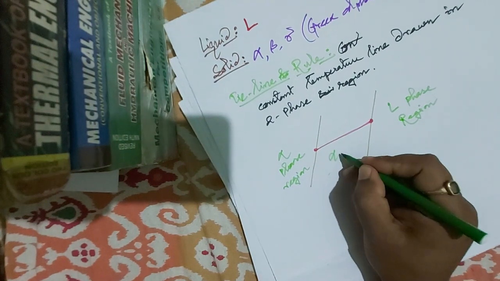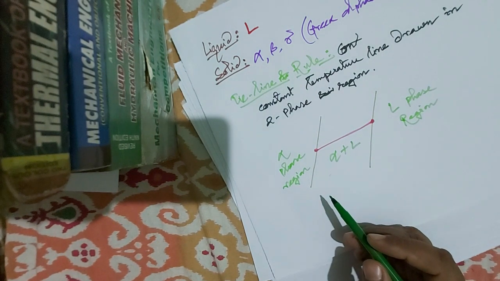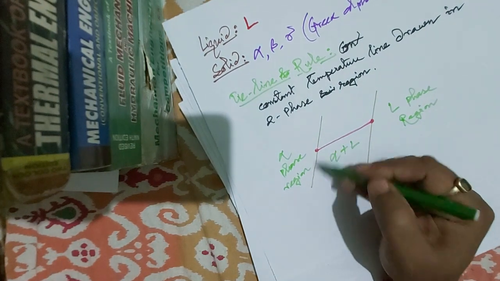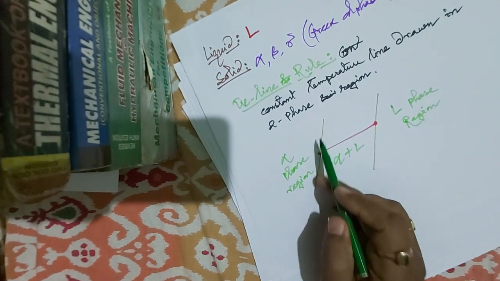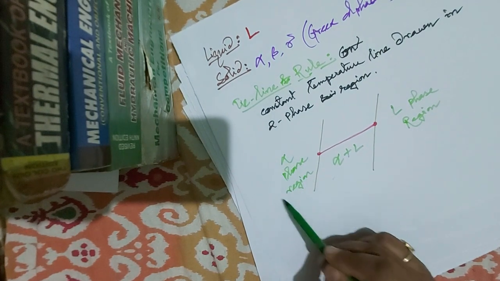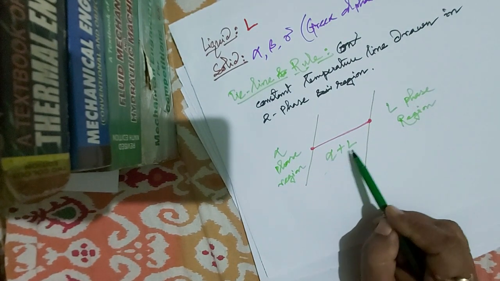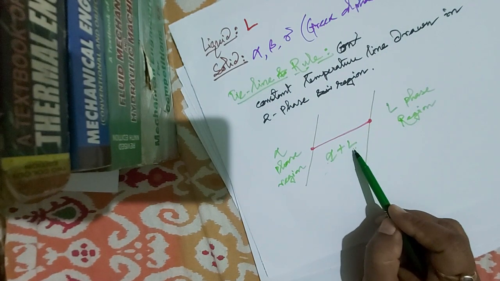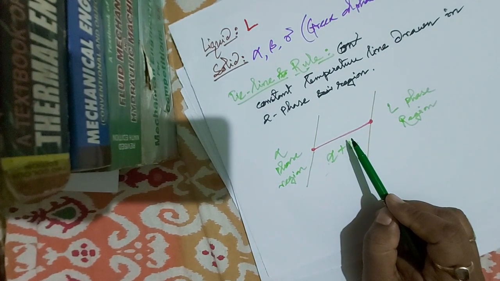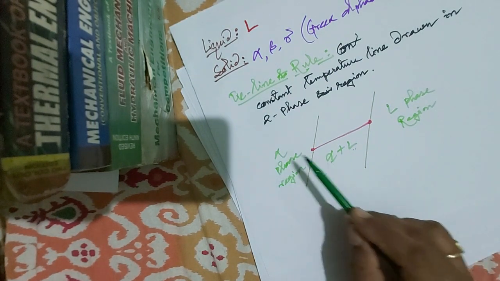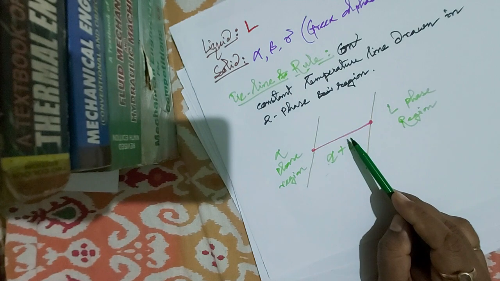And in this place we have alpha plus liquid. This line is called the solidus line and this line is called the liquidus line. So before the solidus line we have the alpha phase, and after the liquidus line we have the liquid phase, and in between we have the alpha plus liquid phase. And here it is a constant temperature line, which is parallel to the composition axis and perpendicular to the temperature axis. So this constant temperature line is called the tie line.